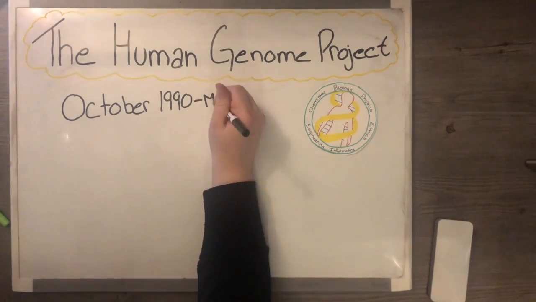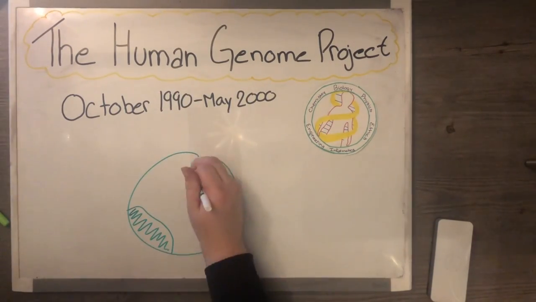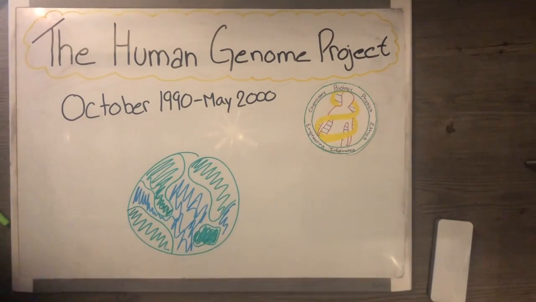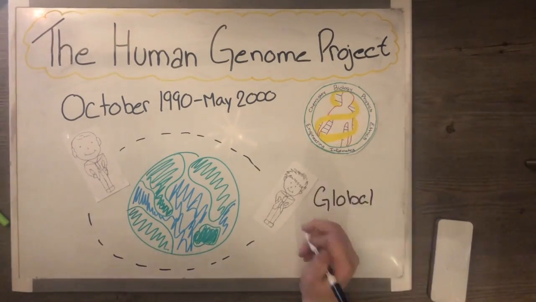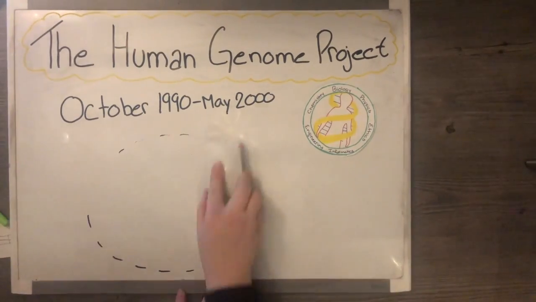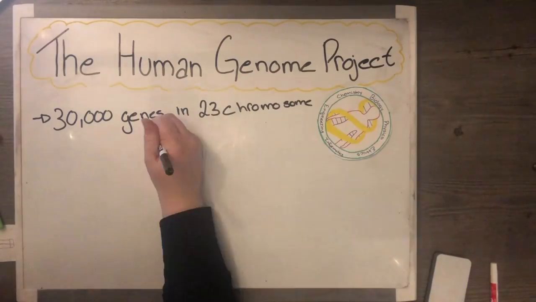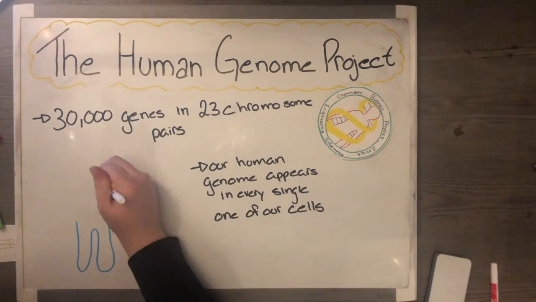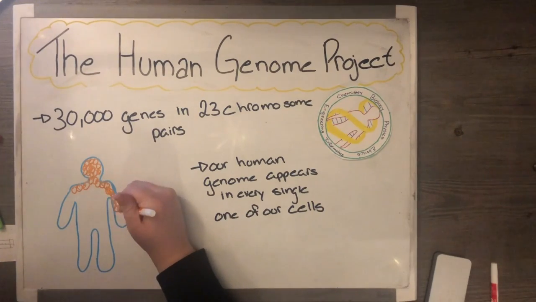The Human Genome Project began in October 1990 when the plan to map the entire genetic makeup of a human being began. With the aid of scientists globally, they completed the project in May 2000. The human genome consists of 30,000 genes within 23 pairs of chromosomes, and it is found within every single one of your cells.